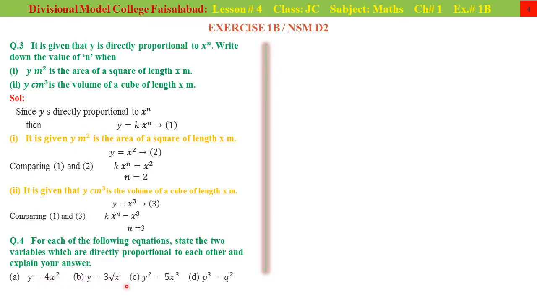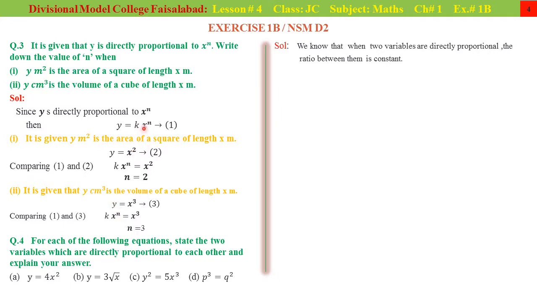So we will tell which two variables are directly proportional in each part, and we will give the reason. As we know, when two variables are directly proportional, the ratio between them is constant. When y is directly proportional to x to the power n, then y over x to the power n will be equal to k.